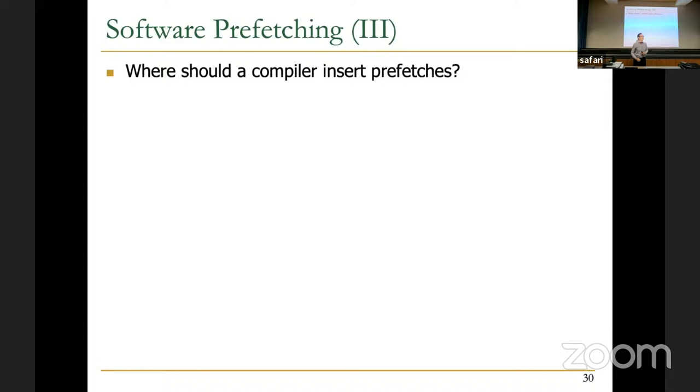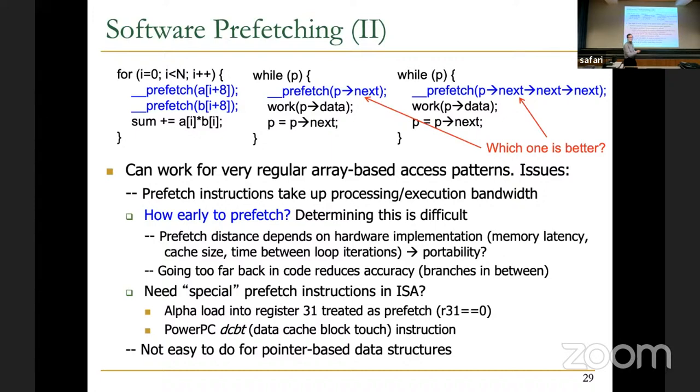Unless you have very, very regular loops. And in that case, it's effective, no question about that. But then it also still has the downsides that we've discussed over here, right? Portability. Okay, so where should I compile and start prefetches? This is a question that we kind of asked.